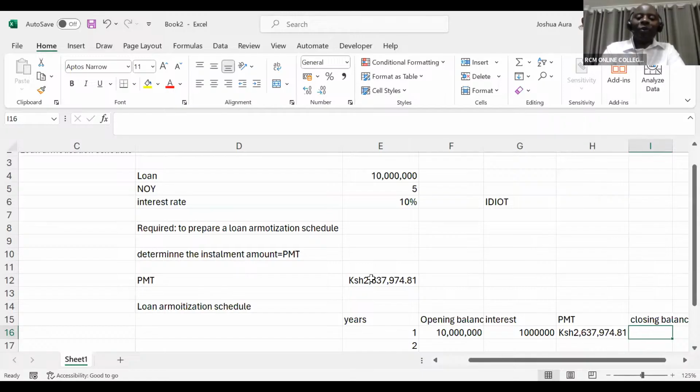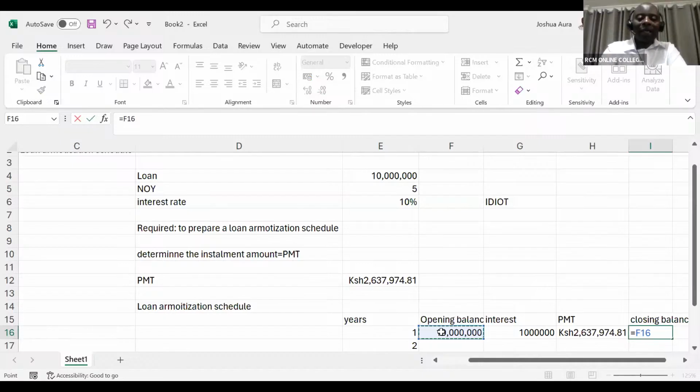So they're telling me, Mwalimu, to get the closing balance, take the opening balance here, plus the interest, and then you less the payment. And then you press enter.